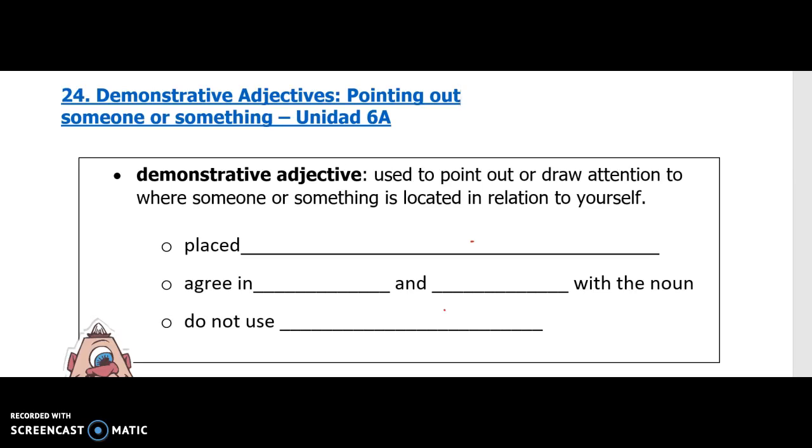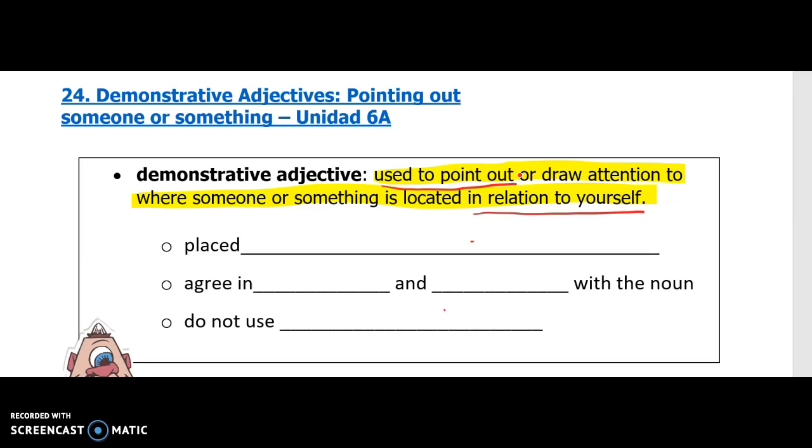So demonstrative adjectives are used to point out or draw attention to where someone or something is located in relationship to yourself. It gets specific, all right? So once again, it's used to point out or draw attention to where someone or something is located in relationship to yourself. And I think the most important thing there is in relation to yourself and pointing it out, all right? So grammatically speaking, before we get to using it, a couple things you have to know.